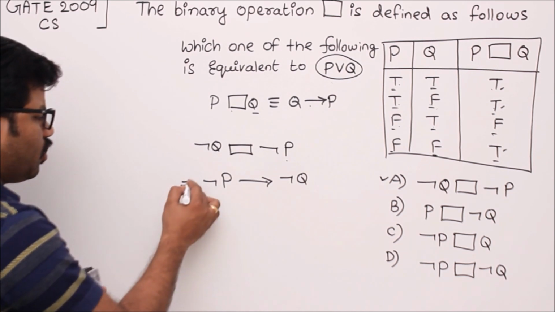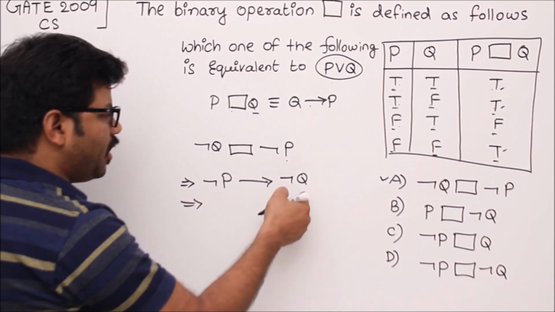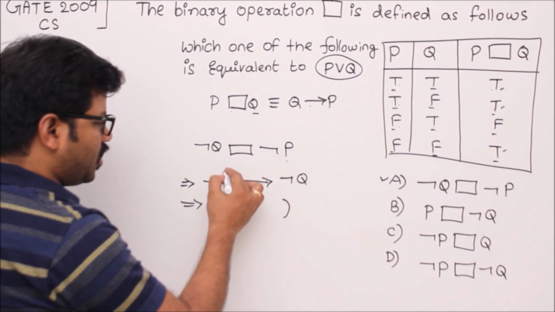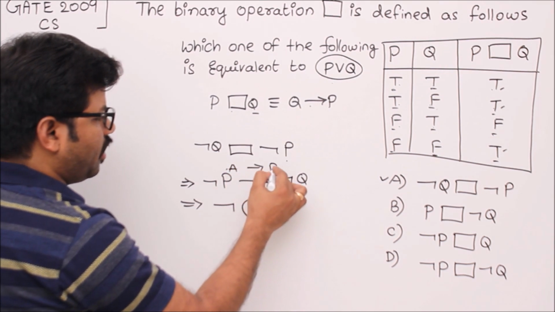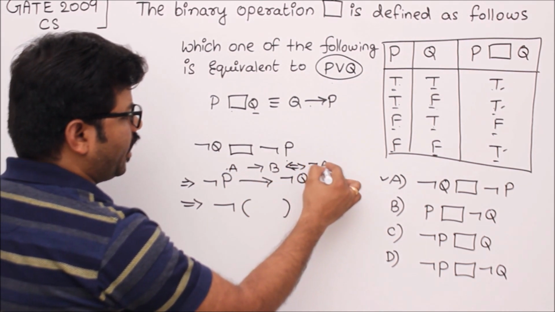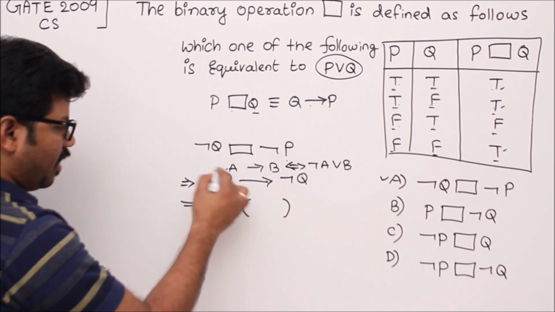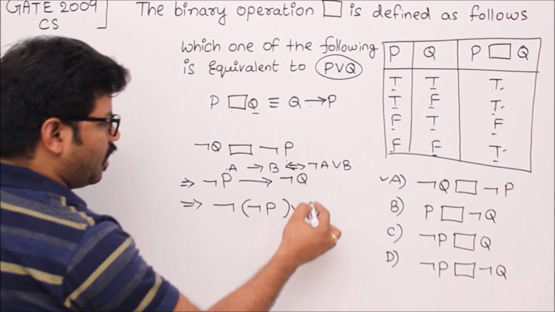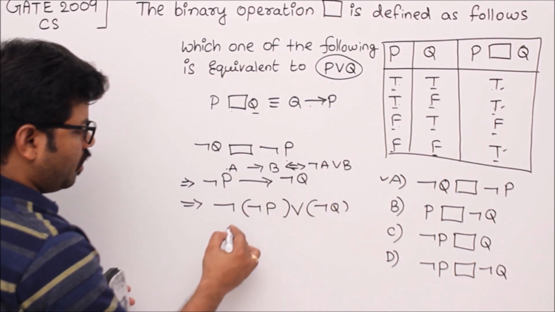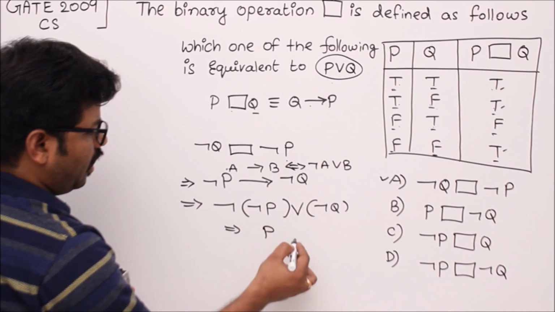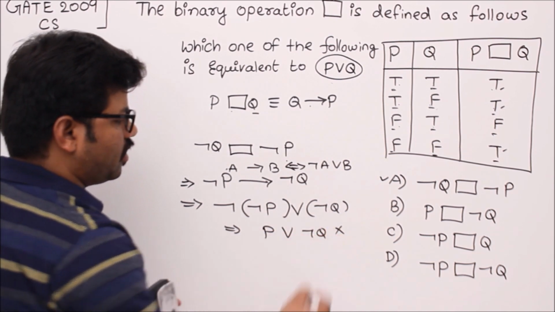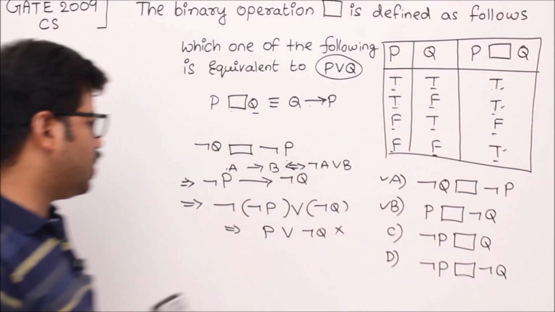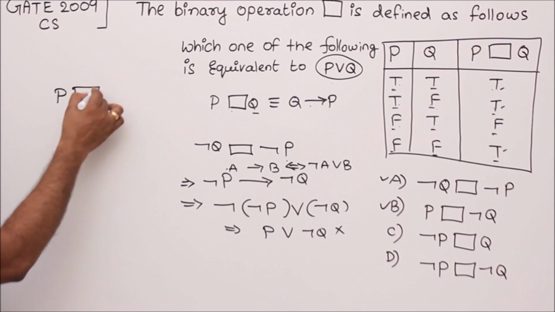After that, we know how to simplify it, isn't it? A implies B is nothing but negation A or B. A implies B is equivalent to negation A or B. So here in the place of A we have negation P, isn't it? Or B, in the place of B we have negation Q. Then if you simplify it, negation of negation P or negation Q. That's false. Right? We have to get P or Q. Let's take option B and let's do the same thing. P box negation Q.